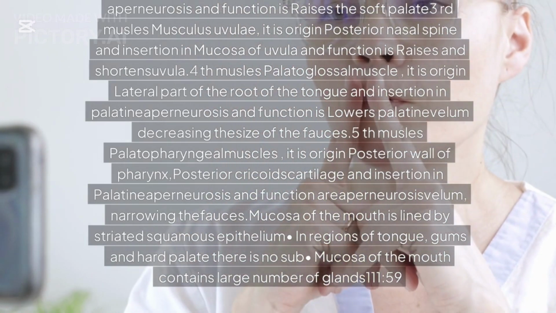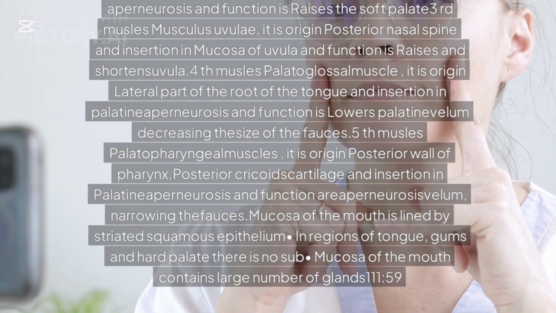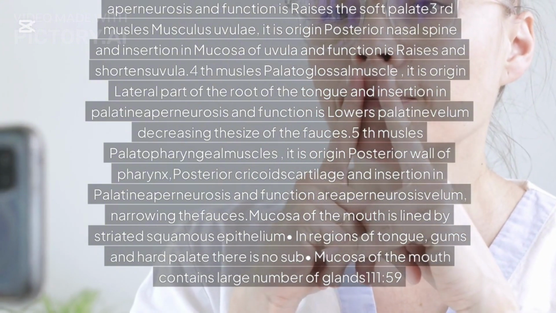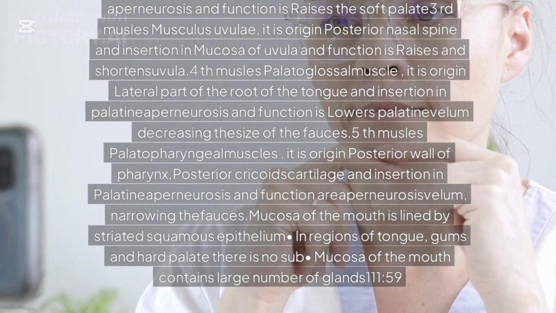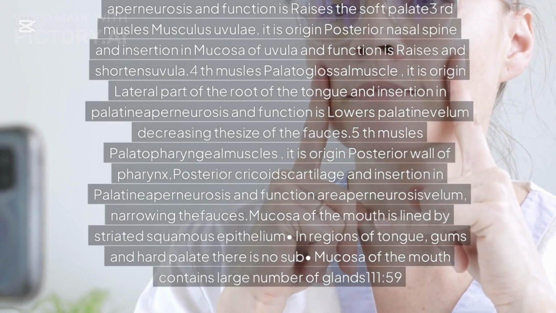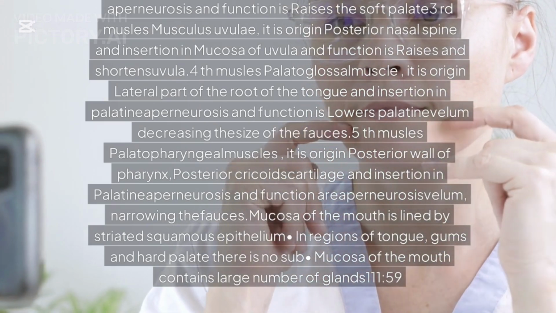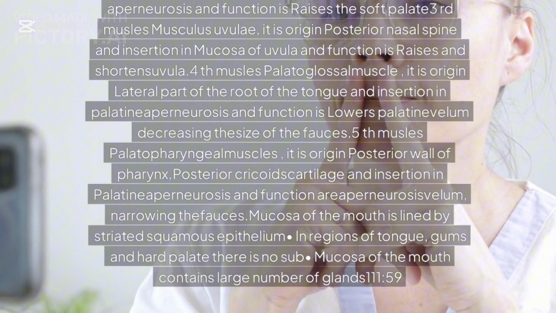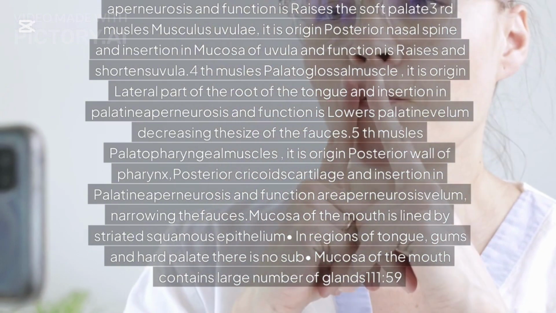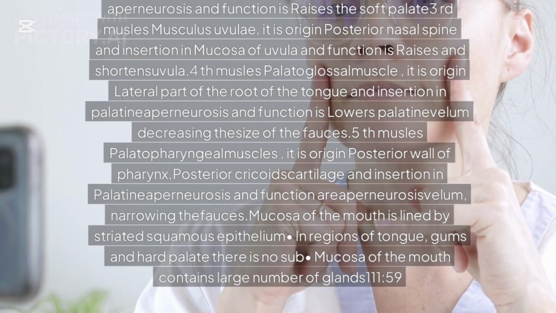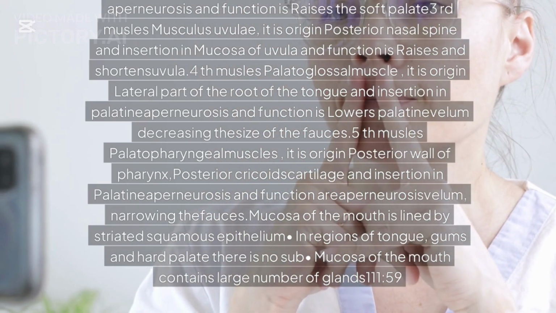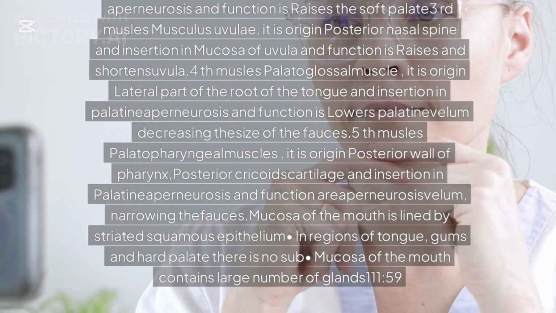Its origin is the cartilage, part of auditory tube, and spine of sphenoid bone, and insertion in palatine aponeurosis, and function is: stretches soft palate, widens the lumen of auditory tube. Levator veli palatini muscle, medial to tensor muscle. Its origin is the inferior surface of temporal bone, cartilage of auditory tube, and insertion in palatine aponeurosis, and function is: raises the soft palate.